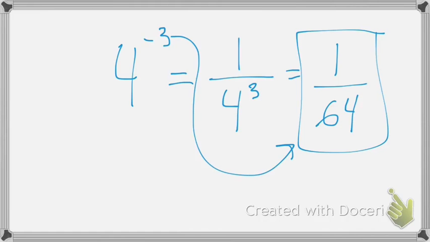So any negative exponent is just like 1 over the same thing, but with a positive exponent. And then once you get it to positive, we should all know how to do positive exponents.